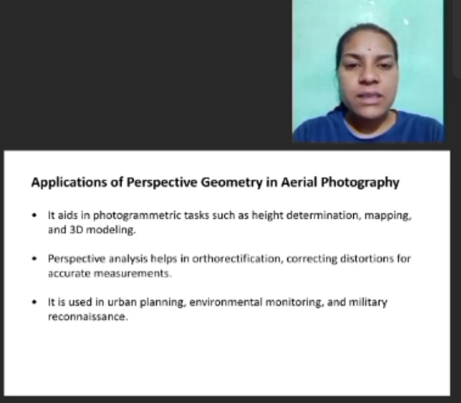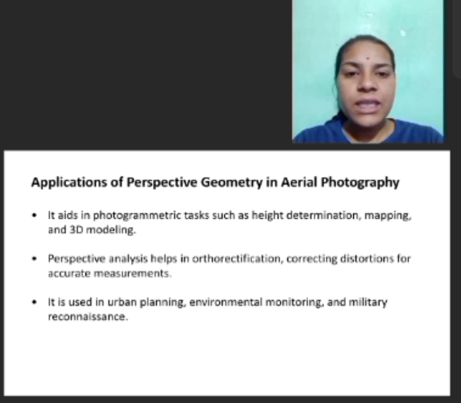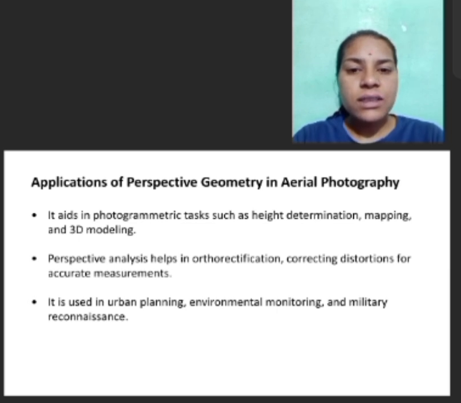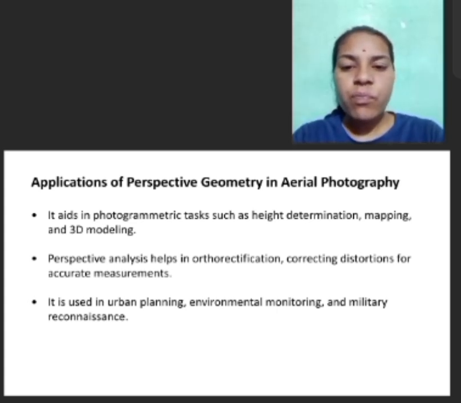In this slide, I explain the applications of perspective geometry in aerial photography. In the first point, it aids in photogrammetric tasks such as height determination, mapping, and 3D modeling. Second point, perspective analysis helps in orthorectification, correcting distortions for accurate measurements.